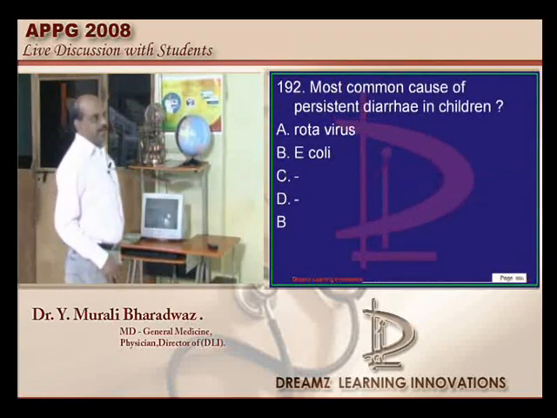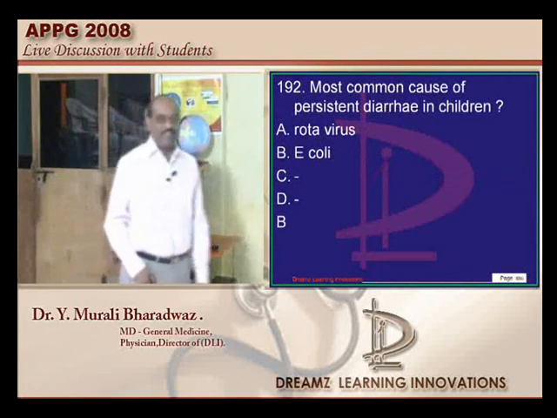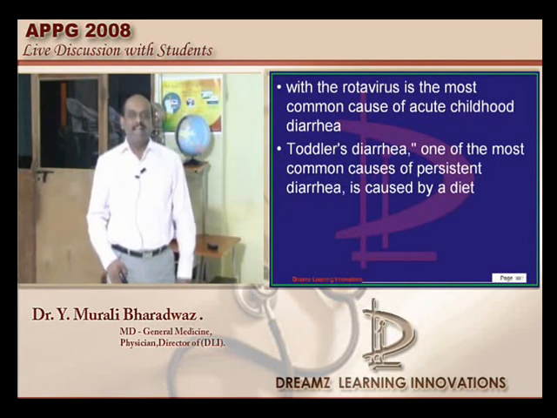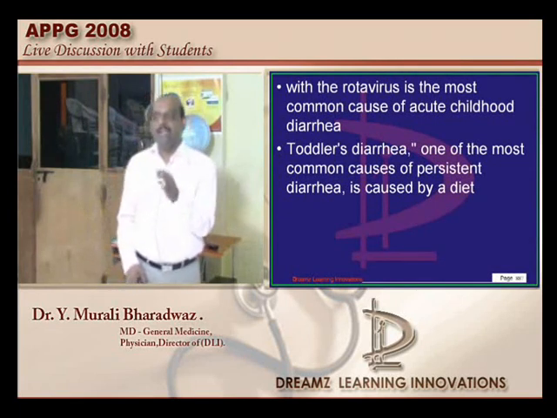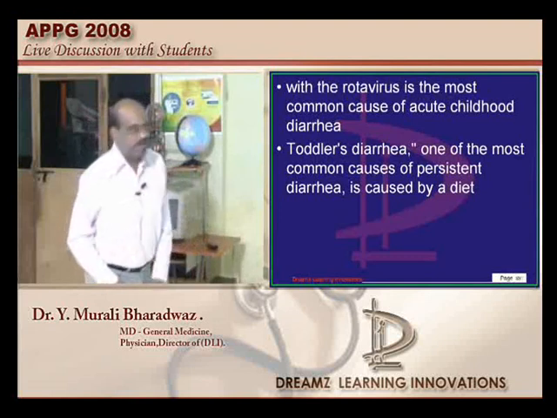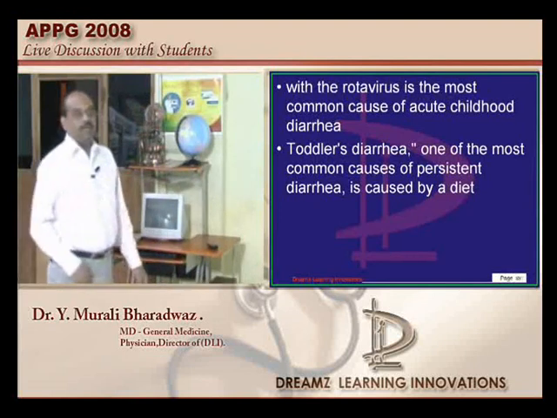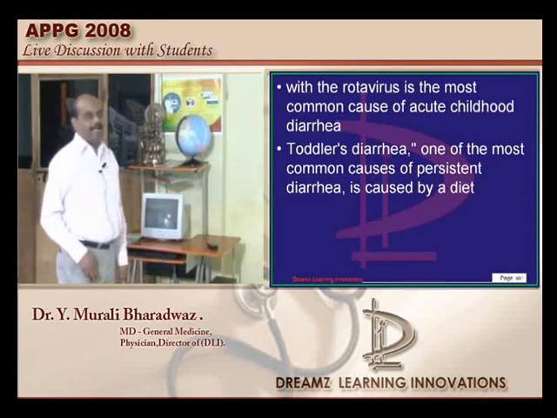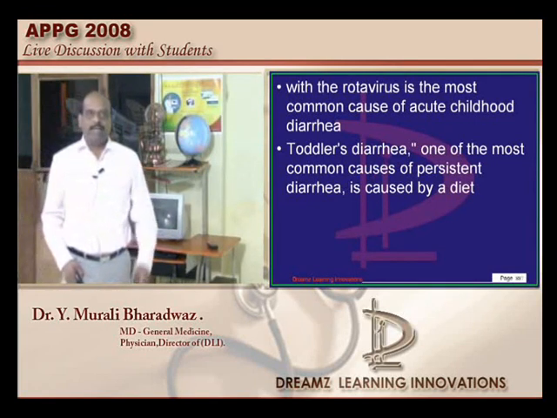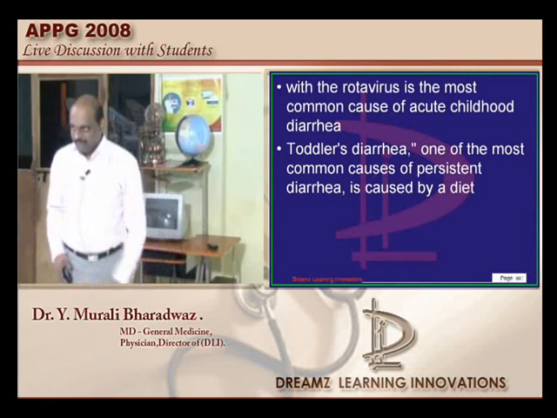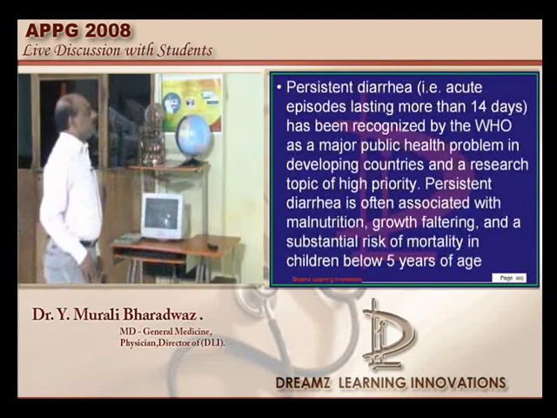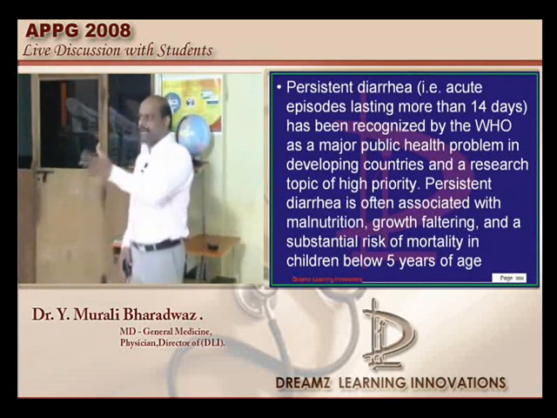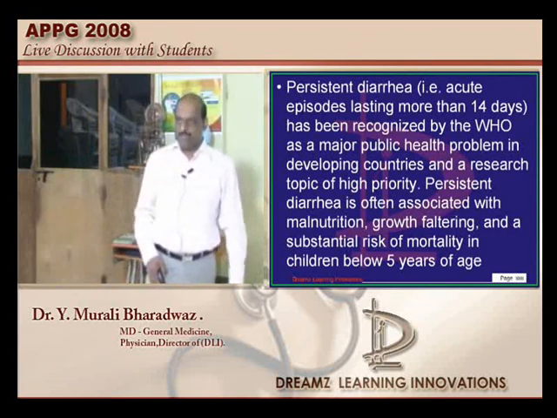Now what is the most common cause of persistent diarrhea in children? How many answered it as respiratory syncytial virus in the exam? RSV fundamentally causes acute diarrhea. It does not lead to persistent diarrhea. Toddler's diarrhea is in fact the most common cause of persistent diarrhea, which is caused by the diet. But diet was not mentioned in the options given in the exam. Persistent diarrhea means any acute episode lasting longer than 14 days, 2 weeks of duration.